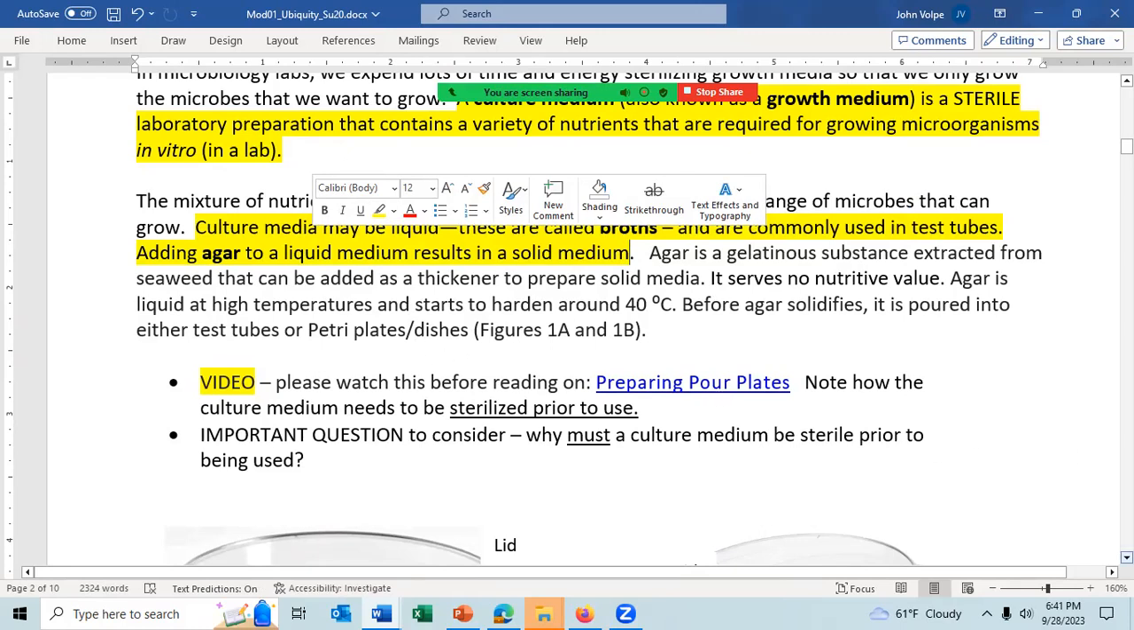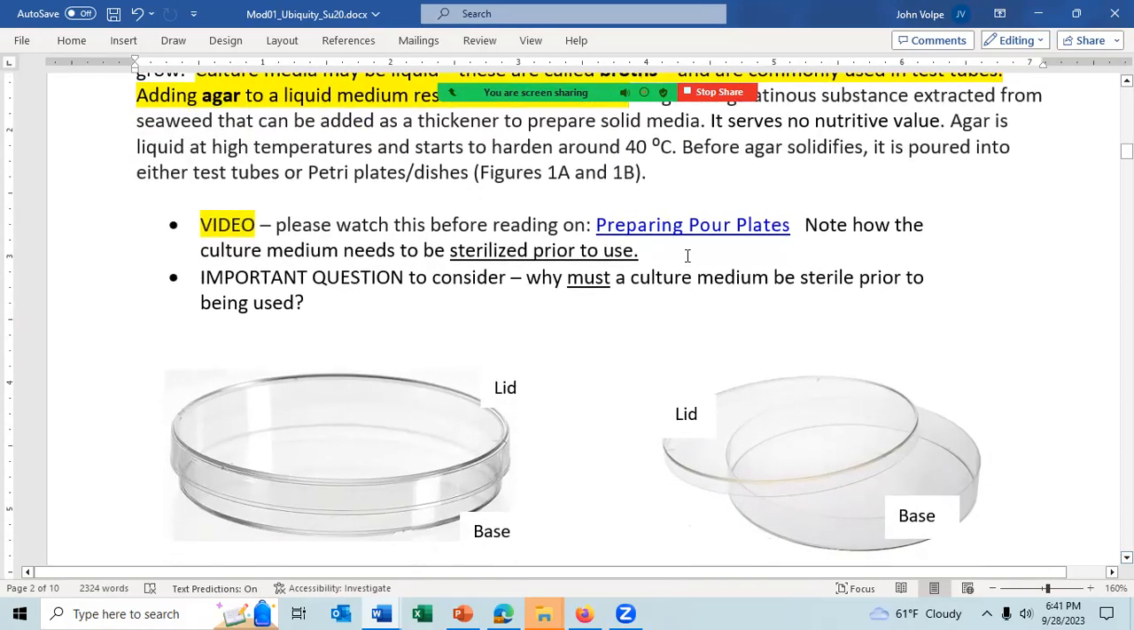All right, we have a little video for you to watch, preparing pour plates. You should note how culture media needs to be sterilized before use. An important question to consider is, why must a culture media be sterile prior to being used? Well, if you want to grow up a pure culture, you have to have a sterile media that you put the culture in to grow.